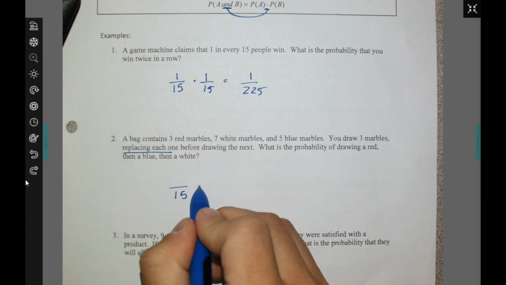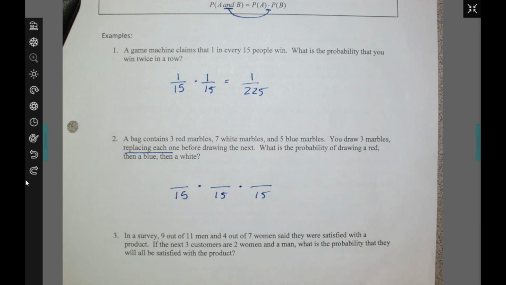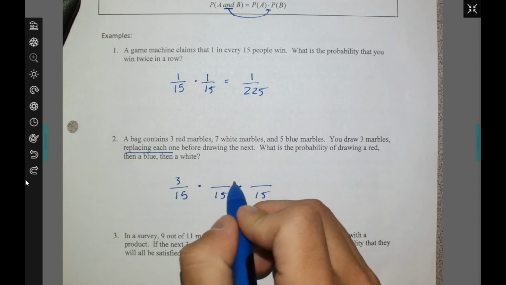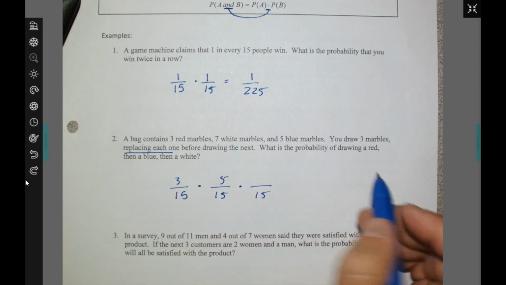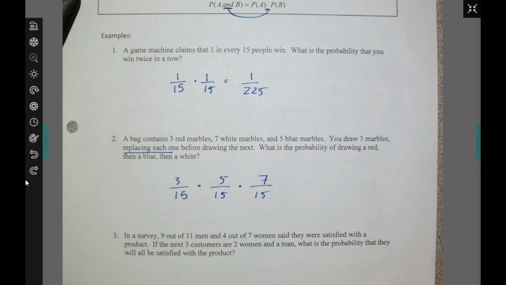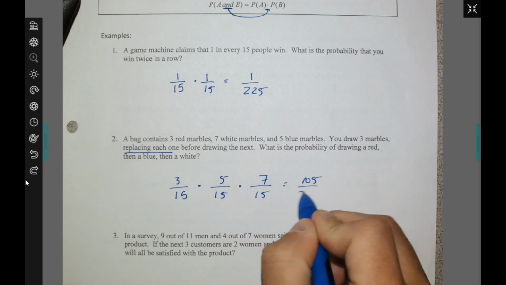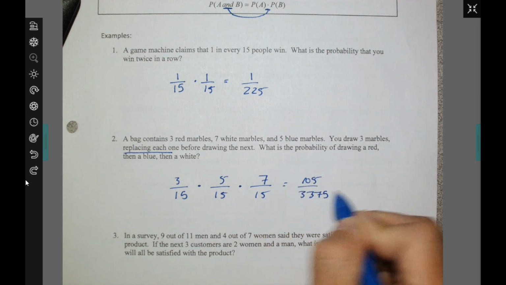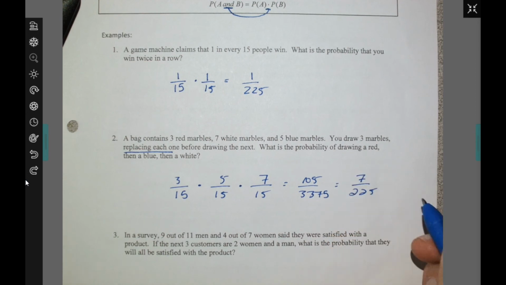And then from there, we have 3 events occurring, putting the marble back in each time, and then we need the probability. So for the red, it would be 3 out of 15. For the blue, it would be 5 out of 15, and then the white would be 7 out of 15. Go ahead and multiply it all out again, and you're going to get 105 over 3,375. You can simplify that down to be 7 out of 225.